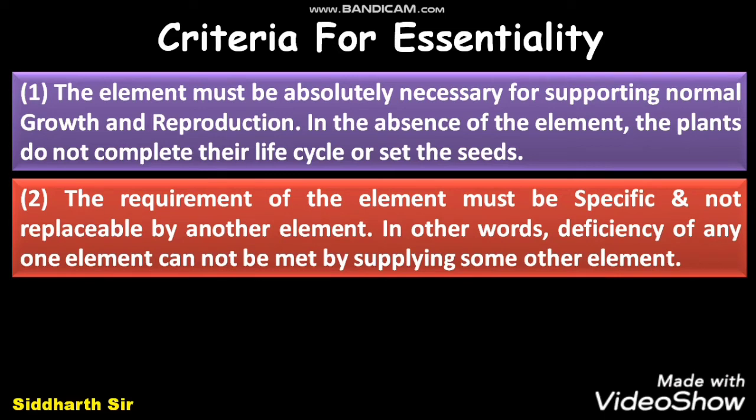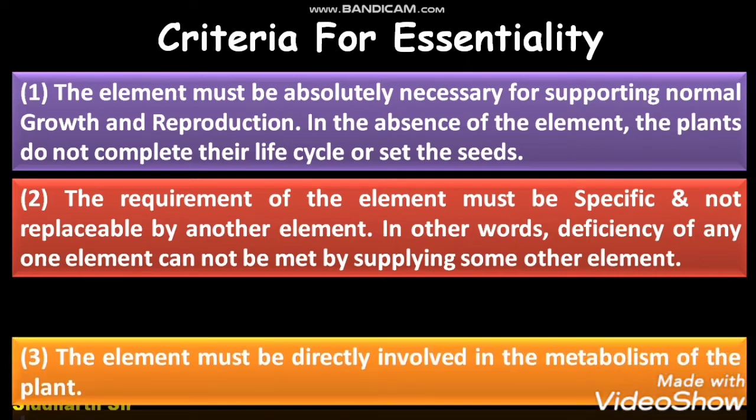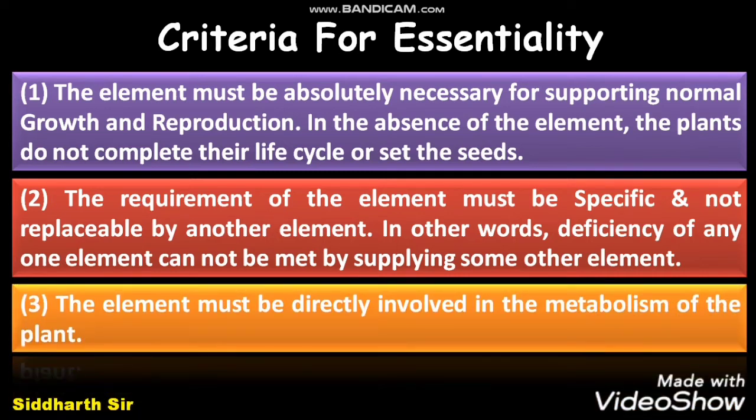The second criterion is the requirement of the element must be specific and not replaceable by another element. In other words, deficiency of one element cannot be met by supplying some other element. Okay, this is very easy to learn, that each and every element which is essential, it must be specific. Okay, it cannot be replaceable by another. And the third criterion is the element must be directly involved in the metabolism of the plant. Okay, so these three are the criteria for essentiality.